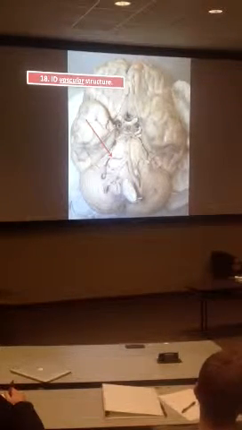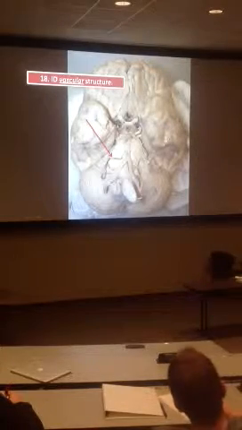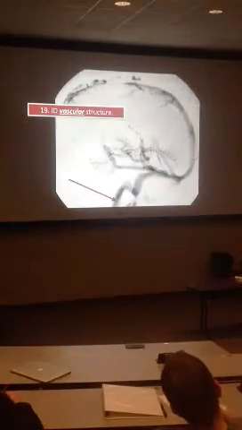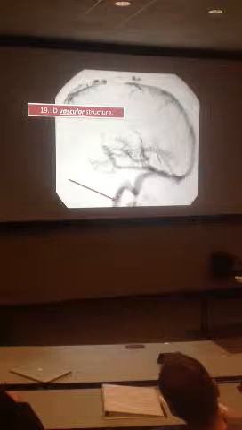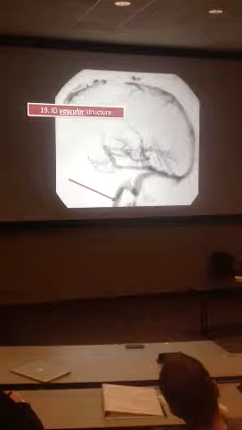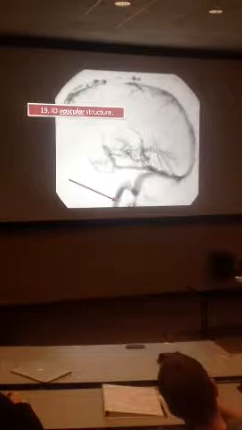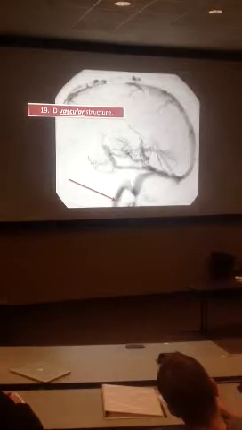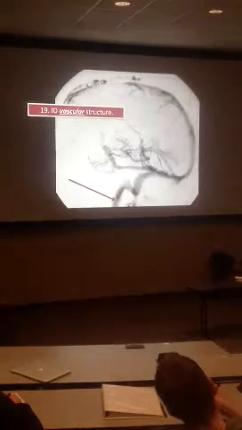So what is this structure? Where are we going? AICA. So this is AICA. All right. So what is this guy? Jugular. Right. It's a jugular because this is venous drainage. Veins start on the outside and come down. So this is jugular.